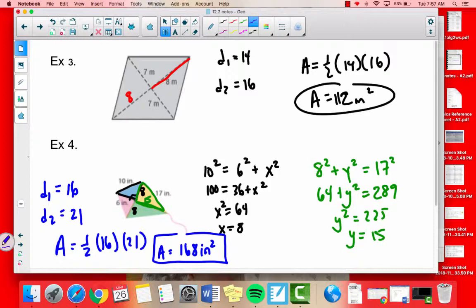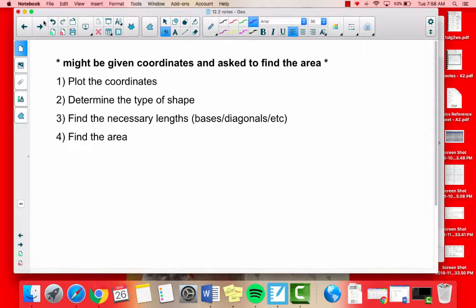I didn't do any examples with SOHCAHTOA, but you guys should know how to use that hopefully by now. But if you do come across one and you have questions, just ask and I'll walk you through that. The only other type of example you might see is if I give you a set of points to plot and ask you to find the area. And there's kind of a 4-step process. The first is to plot the points, then determine what kind of shape it is, and to do that you might have to find necessary lengths.